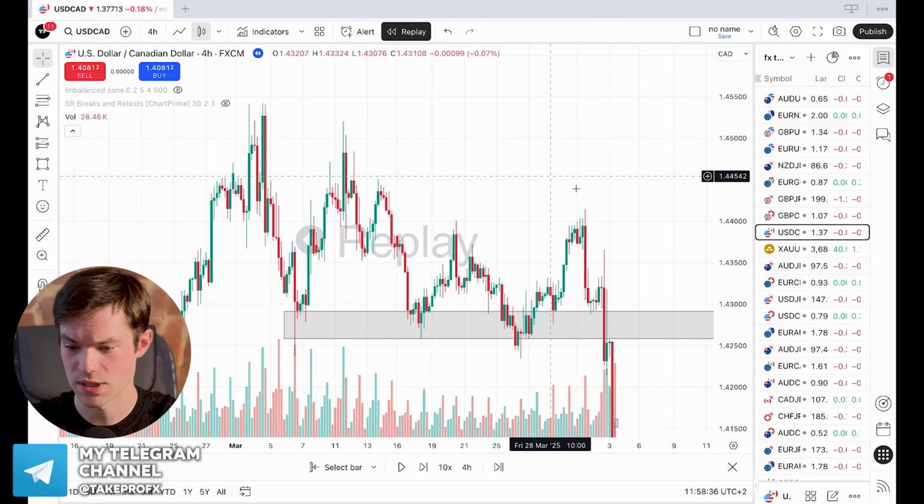Now let's get back to the chart. Here are two current zones on a 4-hour time frame. My task is to wait until the chart touches any of these levels again.